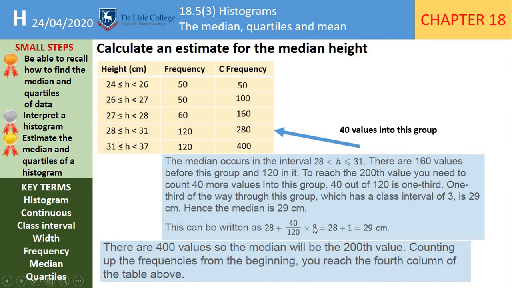Now if you do that on your calculator, I'll just reach for mine. Actually, I've typed in 4, hopefully you notice that should be 40 120ths multiplied by 3, that gives me 1. So it means I need to add 1 on then to this 28, so I can work out that the median value is 29 centimetres.